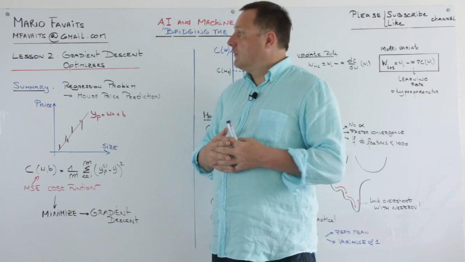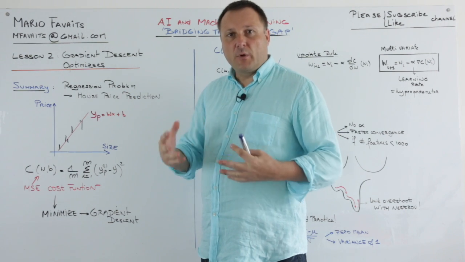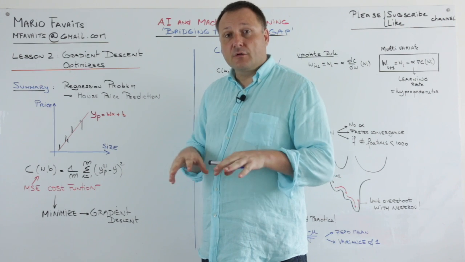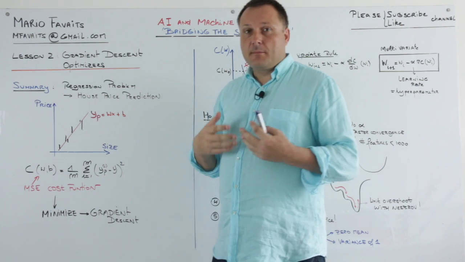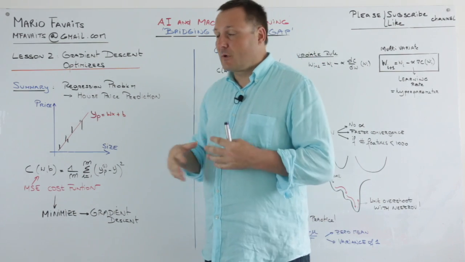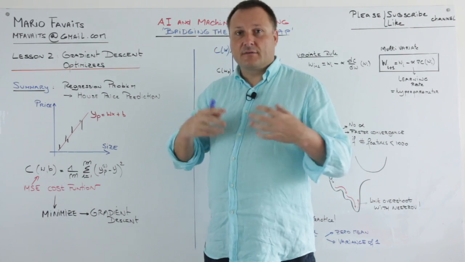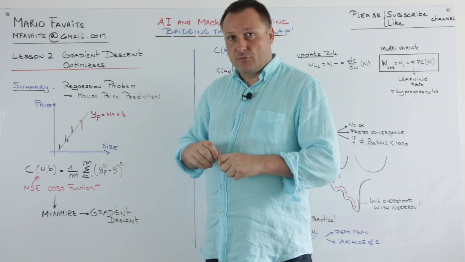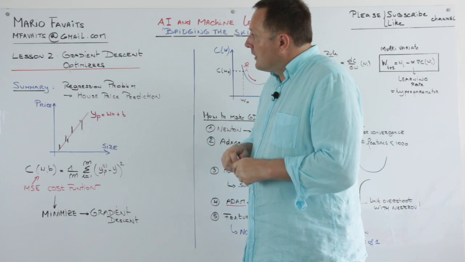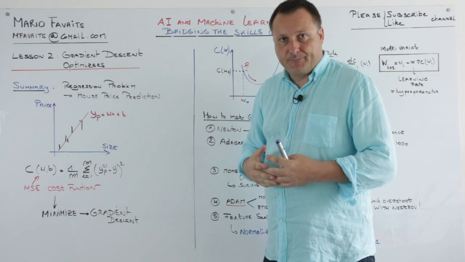Alright, so what I'm going to do here is to give you a summary of what we all discussed and how it all fits together. Because I am aware that Lesson 2, Gradient Descent and Optimizers, is rather difficult in terms of math, as well as there's a lot of new concepts to understand. Yeah? So, just as a summary, we started with a regression problem.